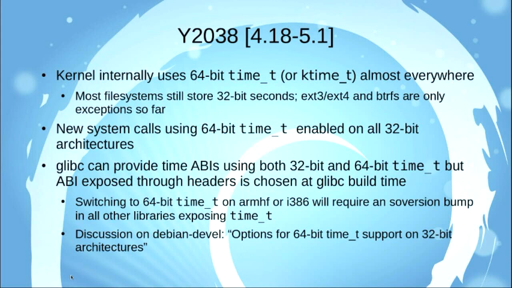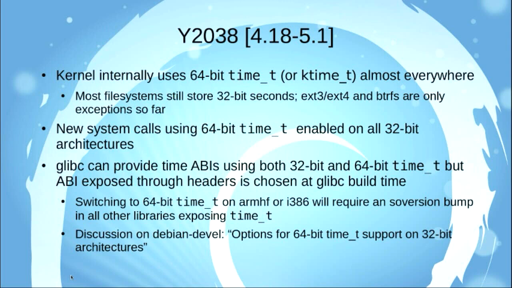So the year 2038 is getting ever closer, and that means that anywhere that a 32-bit time value is used, that's going to wrap around. So we need to switch away from using 32-bit counts of seconds before that time. The kernel is now internally using 64-bit counts of seconds or 64-bit counts of nanoseconds in ktime_t almost everywhere, which avoids this overflow.